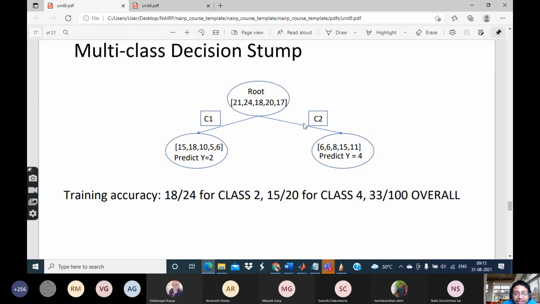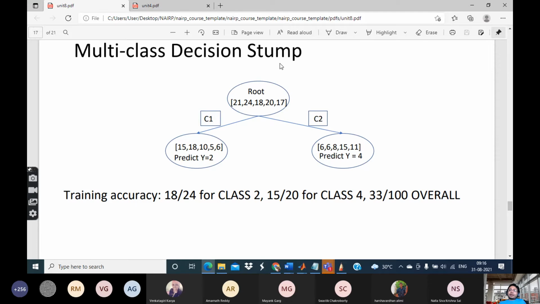Another thing which I could have done in this case is, if I had not split at all and had just gone with the prior distribution, then I would have chosen the modal level of the original data set. What is that? That's again 2, because this 24 has the highest frequency. So in that case, what would my accuracy have been? Obviously 24 out of 100, that is 24%. These 24 I have gotten correct, everything else I have gotten wrong.